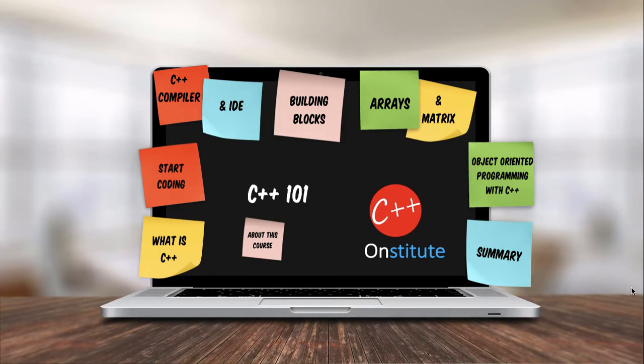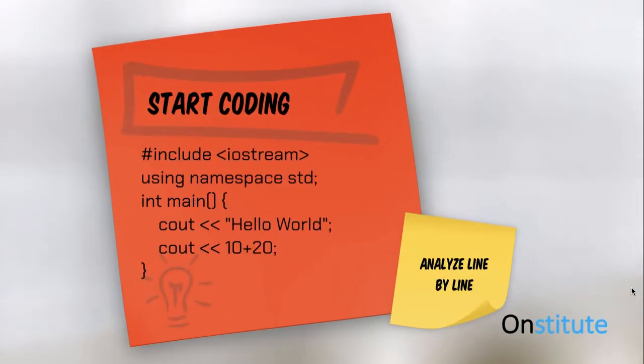In this video, we will write our first C++ program. On the screen, you can see a C++ Hello World program. In this code, we want to print Hello World on screen, and then we want to print the sum of 10 and 20 on the screen. This is the whole code.